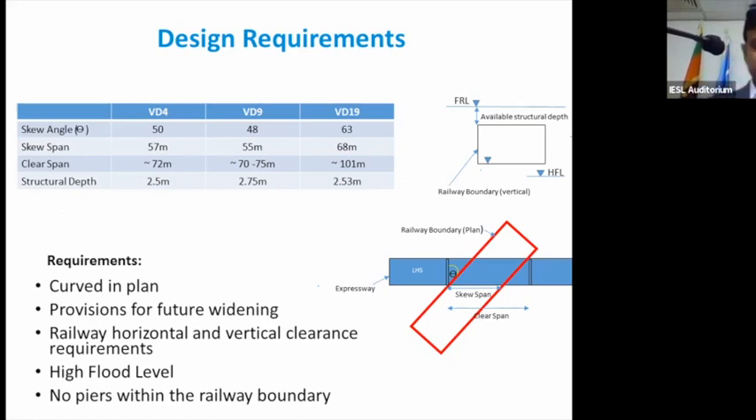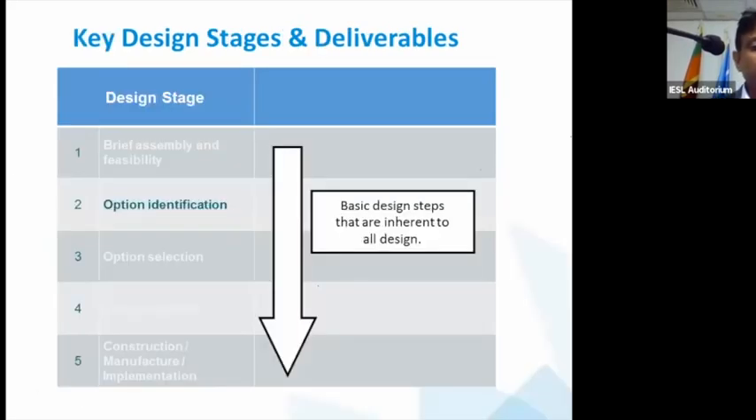And then because it's in a curve, you need to provide for future widening, and you need to provide the clearance requirements, horizontal and vertical, and also the high flood level. And as I mentioned, no piers within the railway boundary. So you end up with many challenges. How do you come up with a structure to suit these conditions? Now, this takes me a little bit further into option identification.